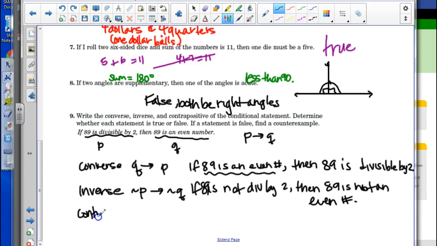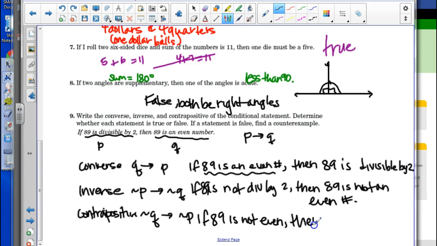Contrapositive. Contrapositive says take the converse and negate it. So do the opposite of what the converse says. So converse says Q, we'll do not Q. Converse says P, we'll say not P. So look at the converse and we'll say if 89 is not an even number, then 89 is not divisible by 2.